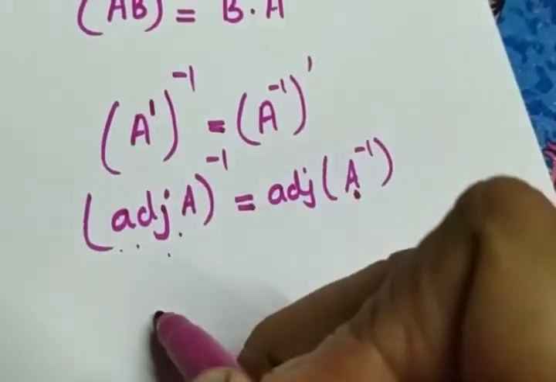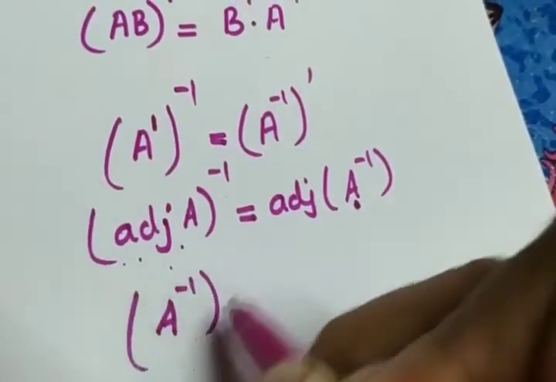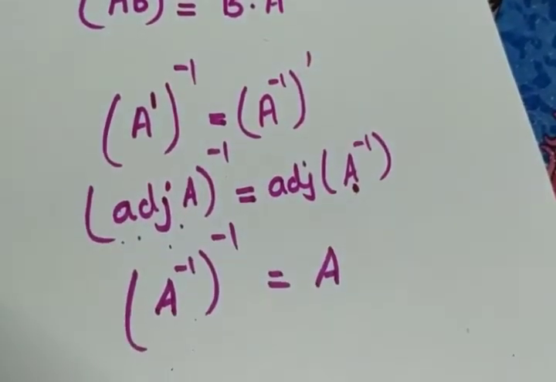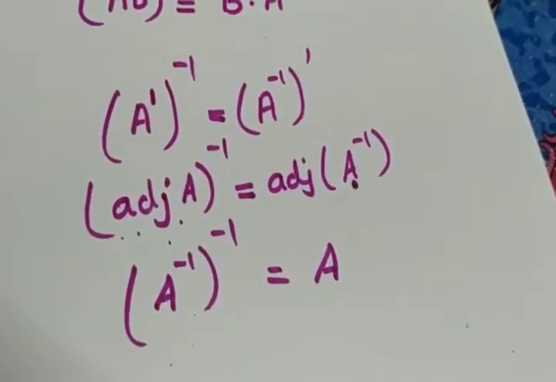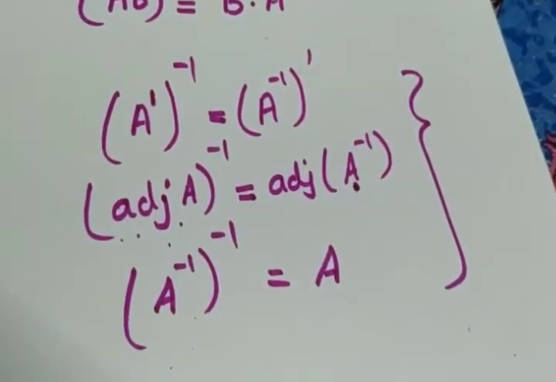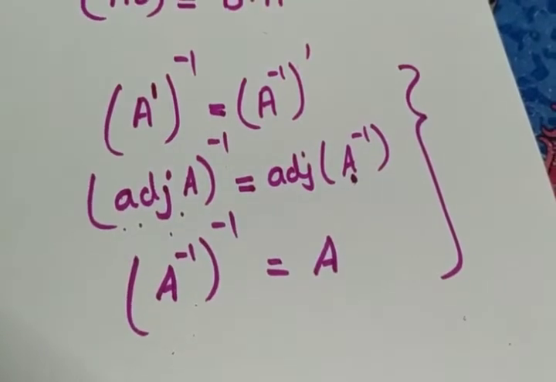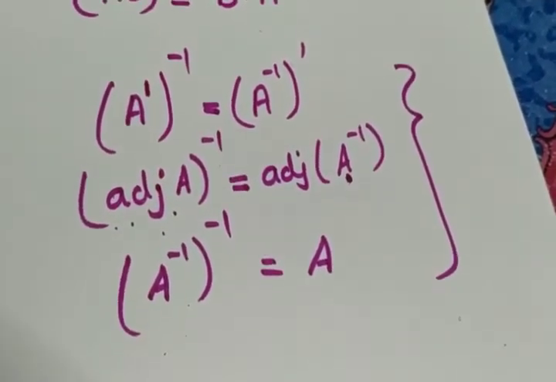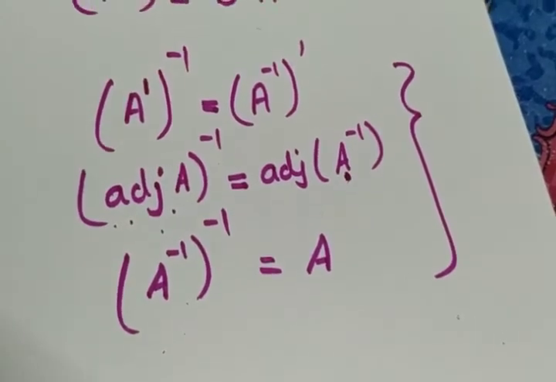And again, A inverse the whole inverse will be equal to A. Okay, A inverse the whole inverse is equal to A. All these are possible for an invertible matrix. Invertible matrix means it must be a square matrix and it must be a non-singular matrix. Non-singular matrix means determinant of A is not equal to 0.